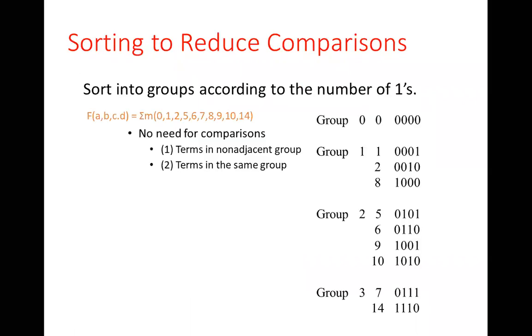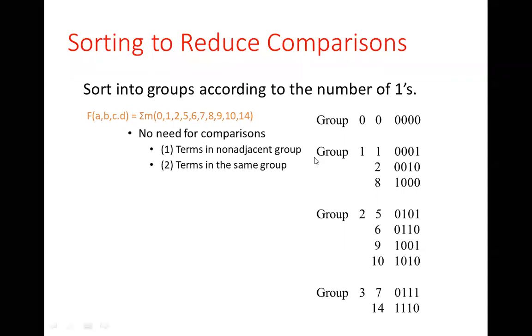So now we will take up a simple example. You can do it along with me. The example which we are going to take is f of a, b, c, d is summation m of 0, 1, 2, 5, 6, 7, 8, 9, 10 and 14. Now, as per our rules, what is the first thing we have to do? We have to group entities in such a way that there is a 1-1 group, a 2-1 group, and a 3-1 group.